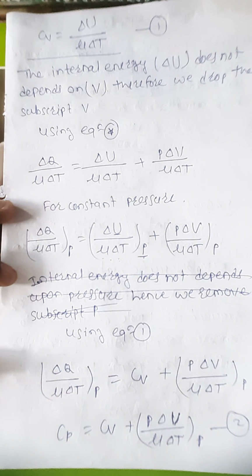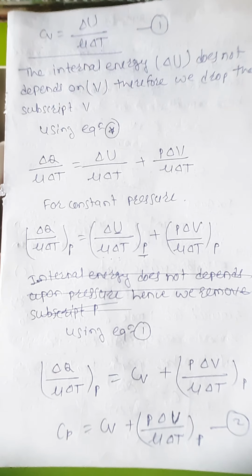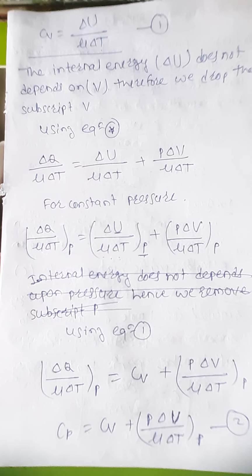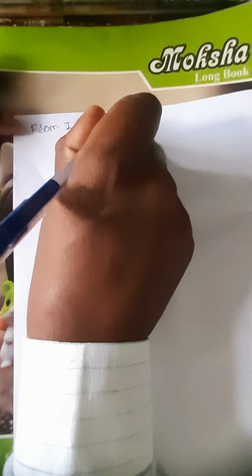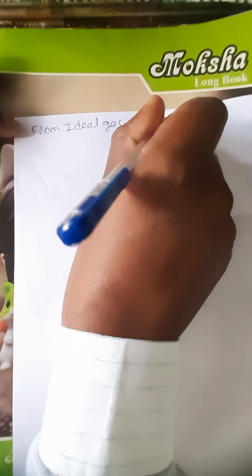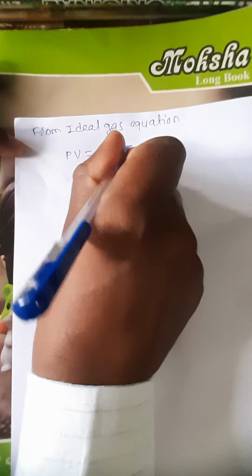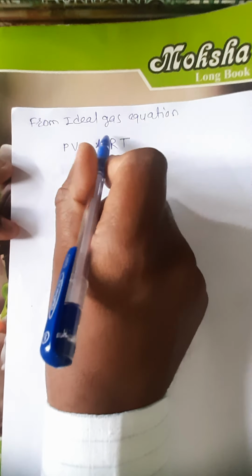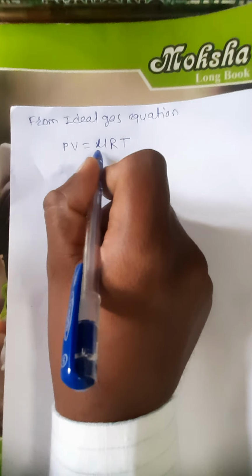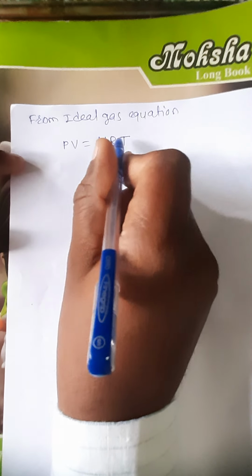Now we have to say this is equation number 2: Cp is equal to Cv plus P into delta V divided by mu into delta T at constant pressure. Next, from the ideal gas equation, what is the ideal gas equation? PV is equal to nRT, but n is nothing but the number of moles, and we have to replace the number of moles by mu. Therefore PV is equal to mu into RT.